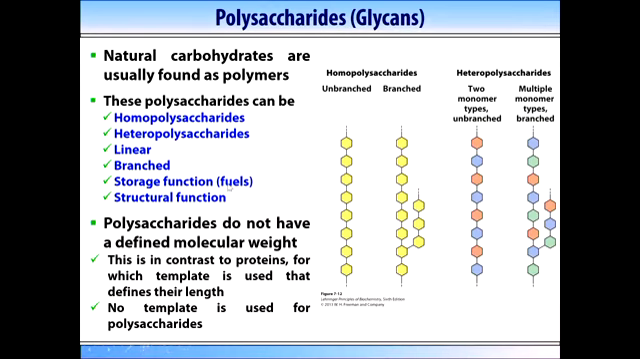Function-wise, they can be subdivided into polysaccharides used for storage and polysaccharides used for structure. Polysaccharides, unlike proteins or nucleic acids, do not have a defined molecular weight. This is in contrast to those molecules, and no template is used for polysaccharides. As we know, for nucleic acids there is always a template, and proteins are made using the template of RNA.